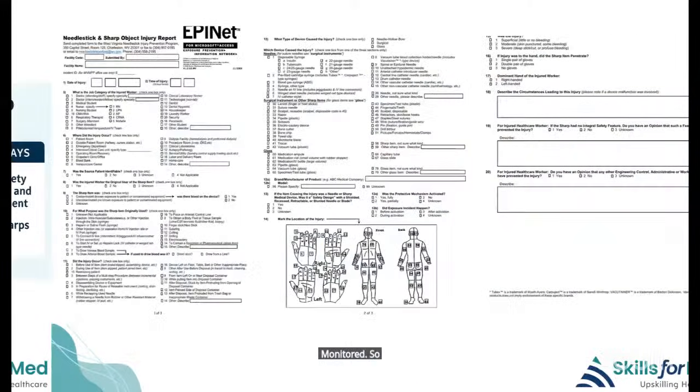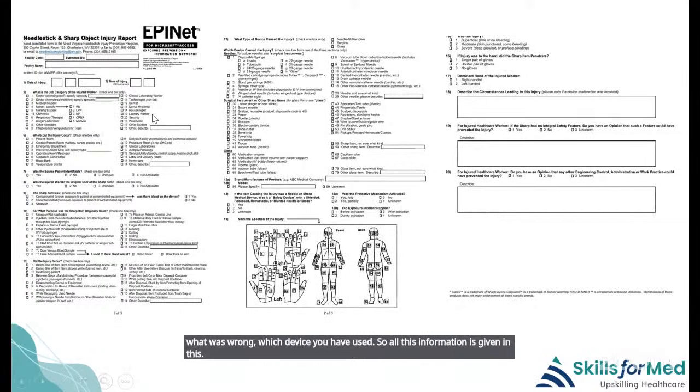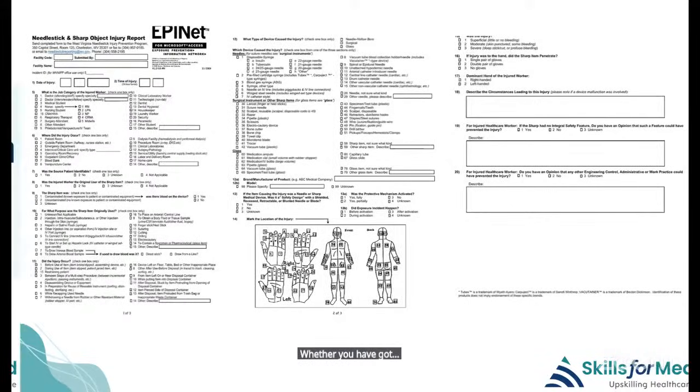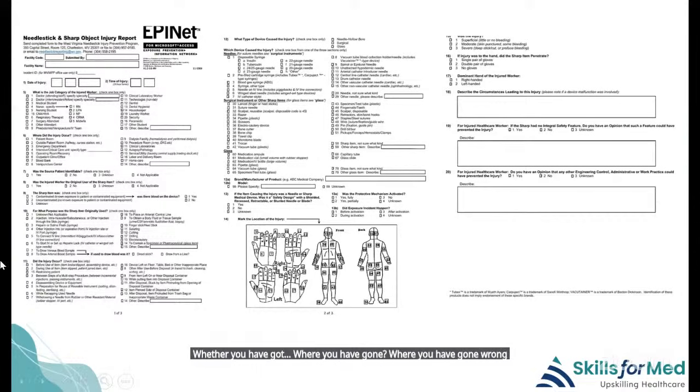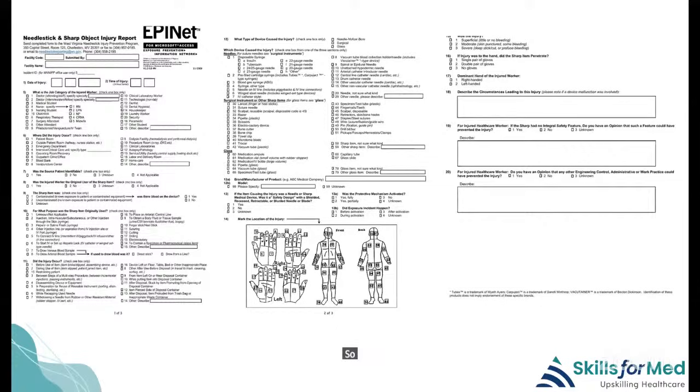So this is the APINet form which we are using. In that, there is a brief discussion about the needle stick injury: what went wrong, which device you have used. All this information is given in this. The information part to be filled is very important, so as to check where you have gone wrong. Also very important is which part of your body has been injured. Then there is also a column of financial rate: whenever there is a follow-up, one follow-up, two follow-ups, a number of tests is required. All these details are also given here.